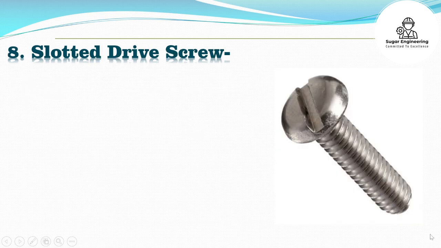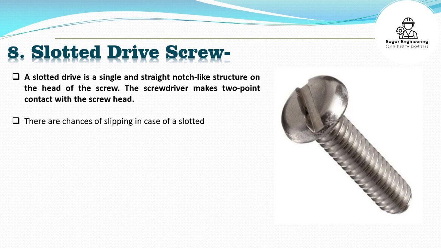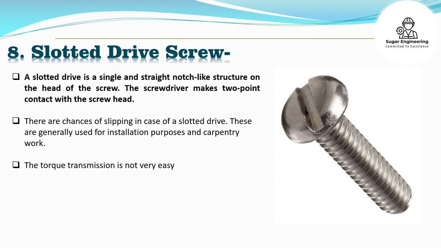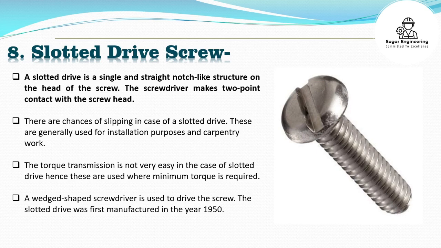8. Slotted drive screw. A slotted drive is a single and straight notch-like structure on the head of the screw. The screwdriver makes two-point contact with the screw head. There are chances of slipping in case of a slotted drive. These are generally used for installation purposes and carpentry work. The torque transmission is not very easy in the case of a slotted drive, hence these are used where minimum torque is required. A wedge-shaped screwdriver is used to drive the screw. The slotted drive was first manufactured in the year 1950.